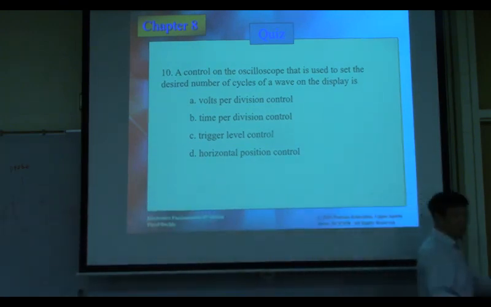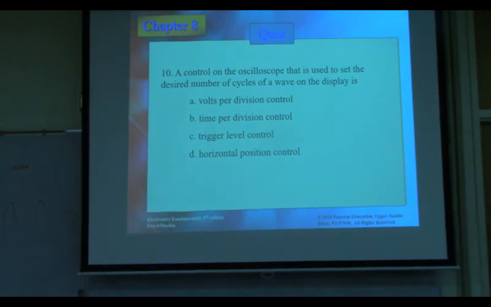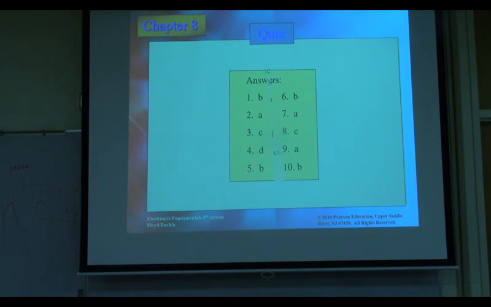Later, when you go to the lab, not in this class, you are going to play with the oscilloscope. It's very useful equipment. Everybody needs to know that. I believe that's it. Okay, thank you.